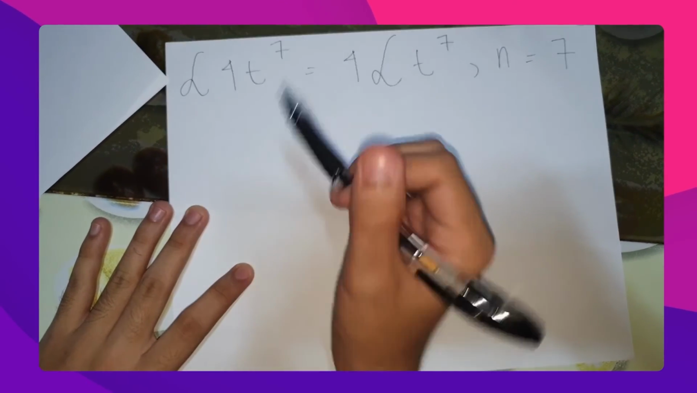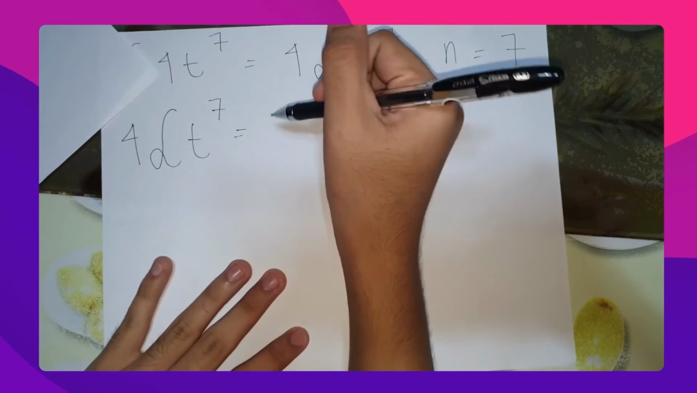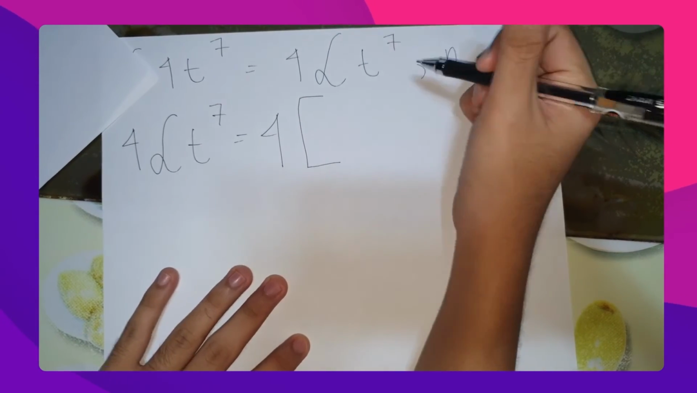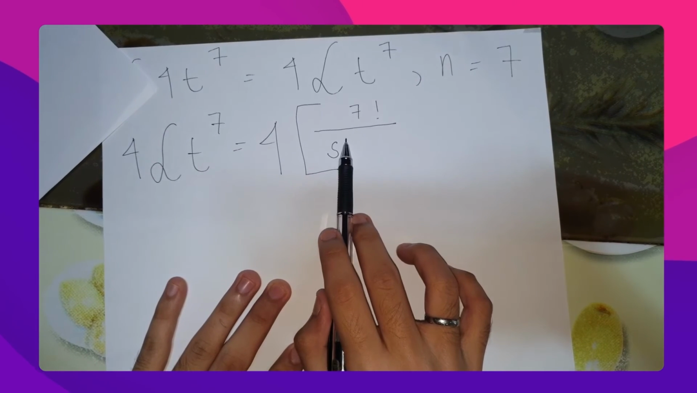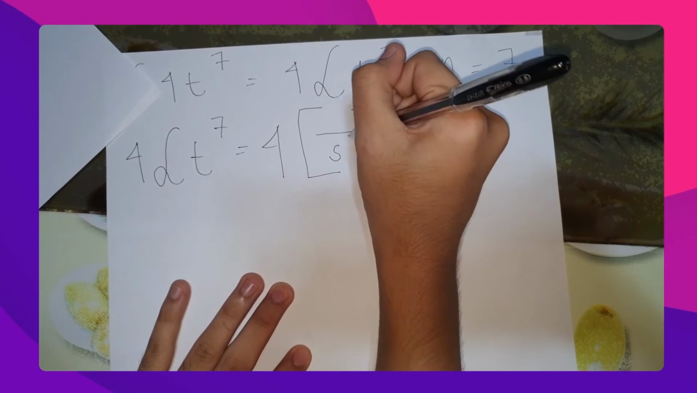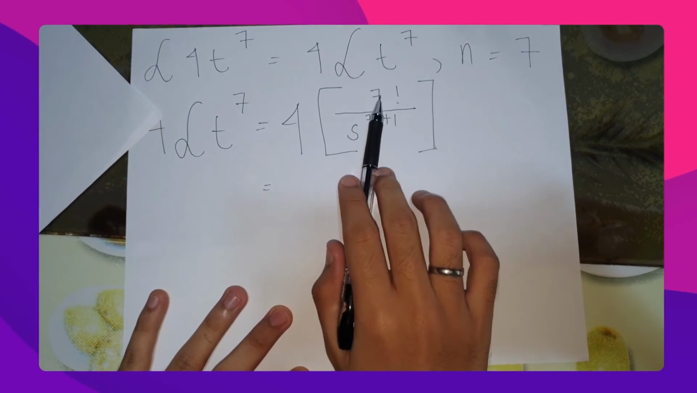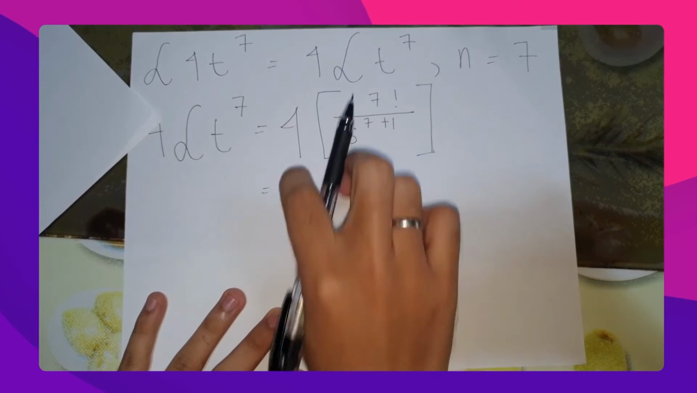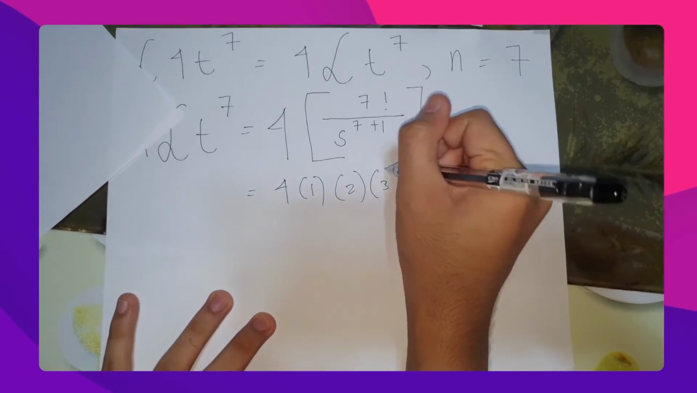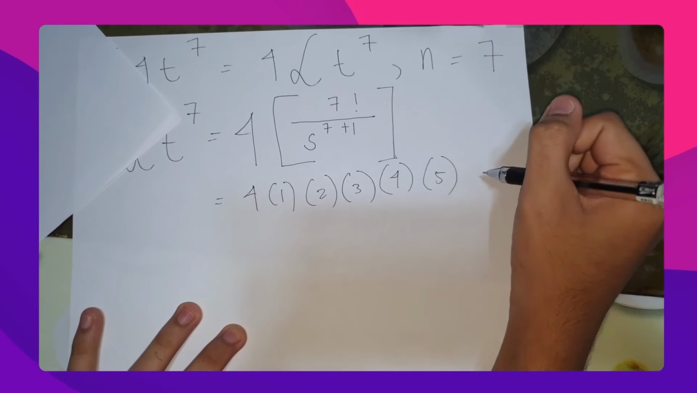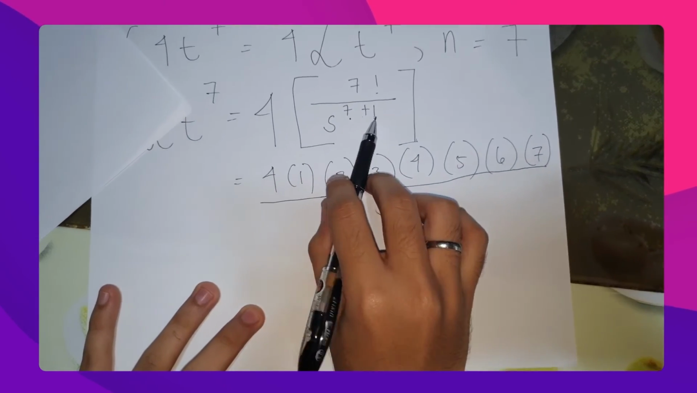We can rewrite this as 4 times the Laplace transform of t raised to 7, which is equal to 4 times 7 factorial over s raised to 7 plus 1, since n is 7, so we can substitute 7 in it. Then we get the value of 7 factorial. So copy 4, and then 7 factorial, which is 1, 2, 3, 4, 5, 6, and 7, all over s. 7 plus 1 is 8, so s raised to 8.